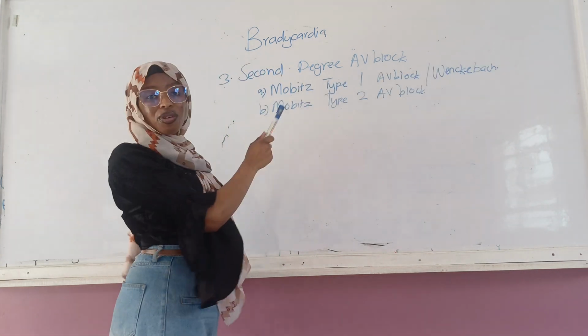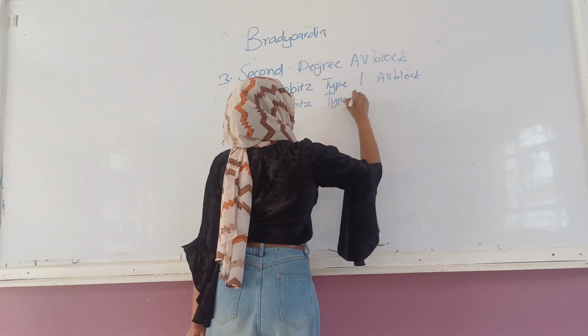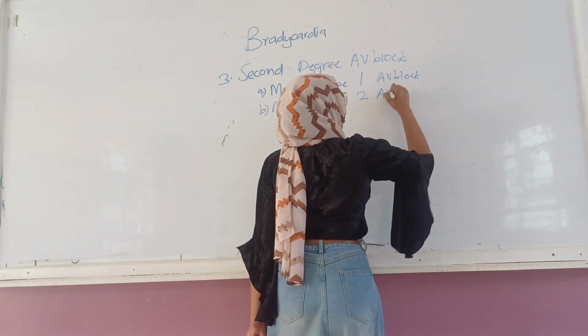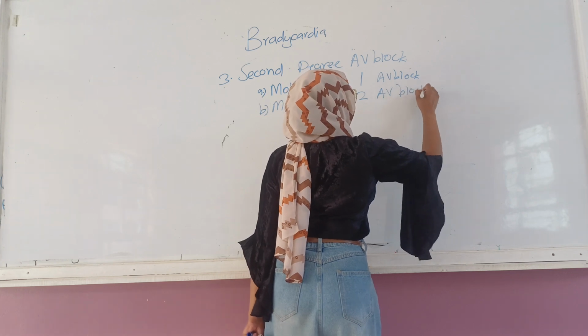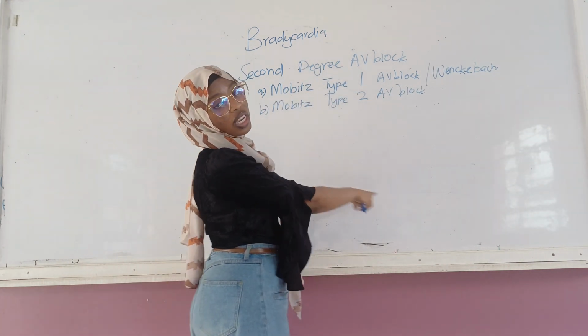So in summary, the first degree AV block could look like a normal sinus rhythm but with a longer PR interval. And the third type of bradycardia is the second degree AV block, and we have 2 types of the second degree AV block. That's Mobitz type 1 AV block, also called the Wenckebach. The other type is Mobitz type 2 AV block.